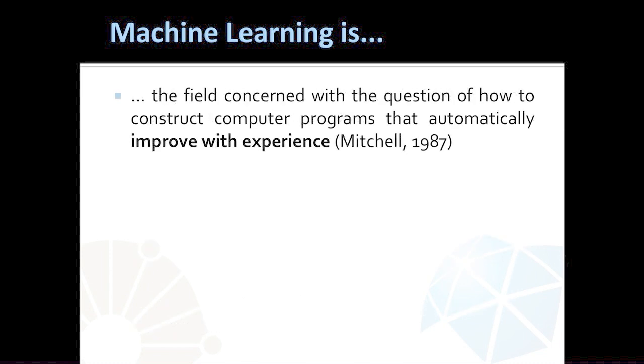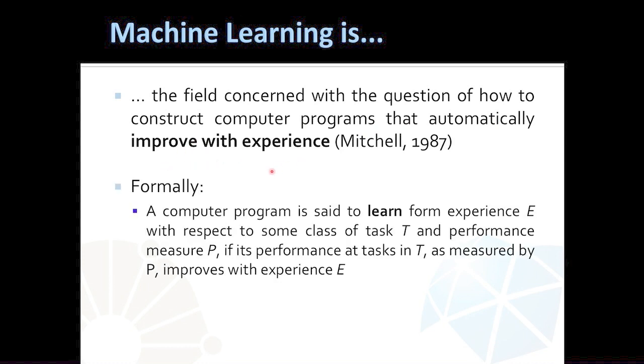A particularly useful definition of machine learning is the one from Tom Mitchell. According to Mitchell, machine learning is the field concerned with the question of how to construct computer programs that automatically improve with experience. Formally, a computer program is said to learn from experience E with respect to some class of tasks T and performance measure P if its performance at tasks in T, as measured by P, improves with experience E.